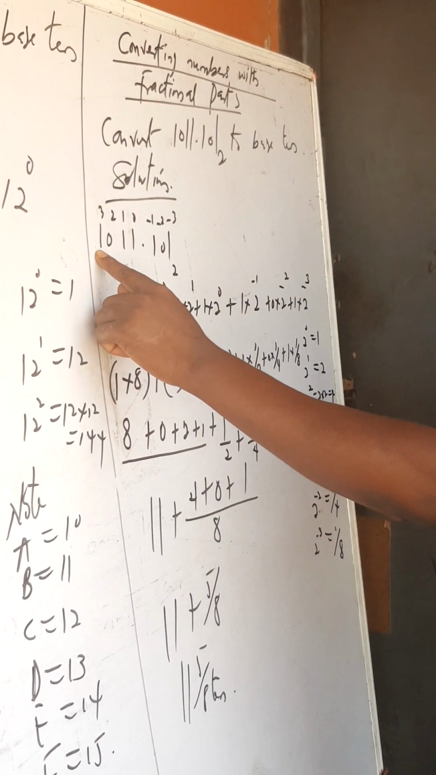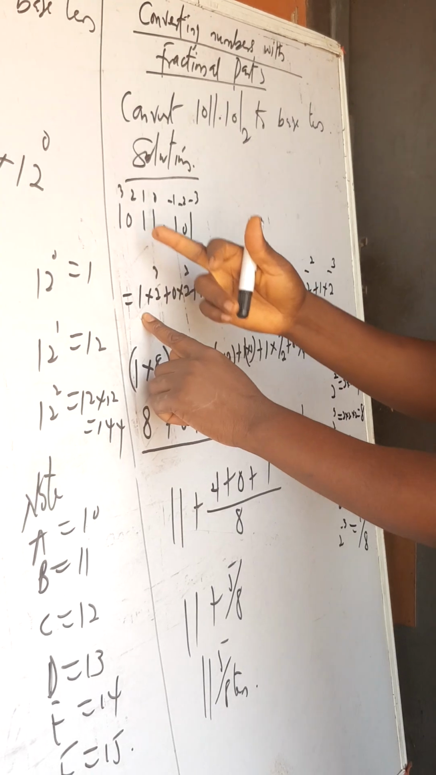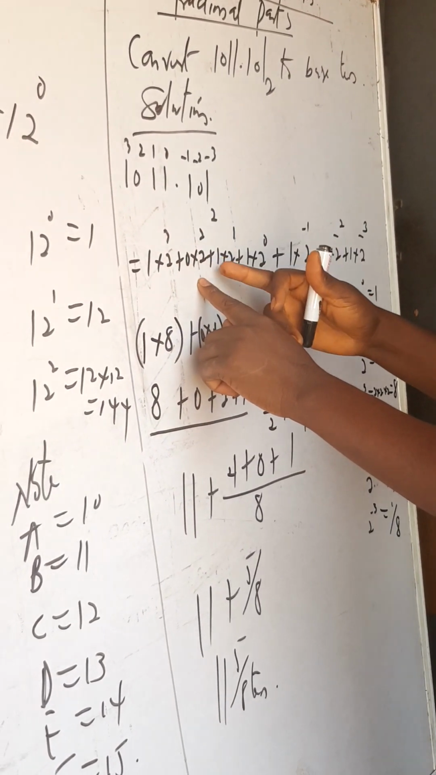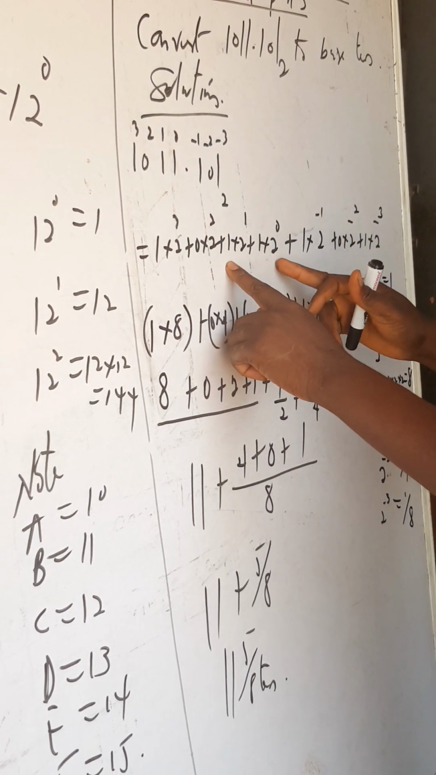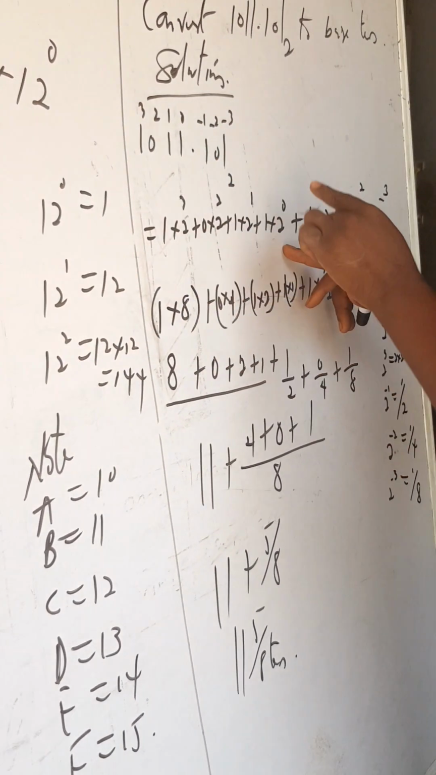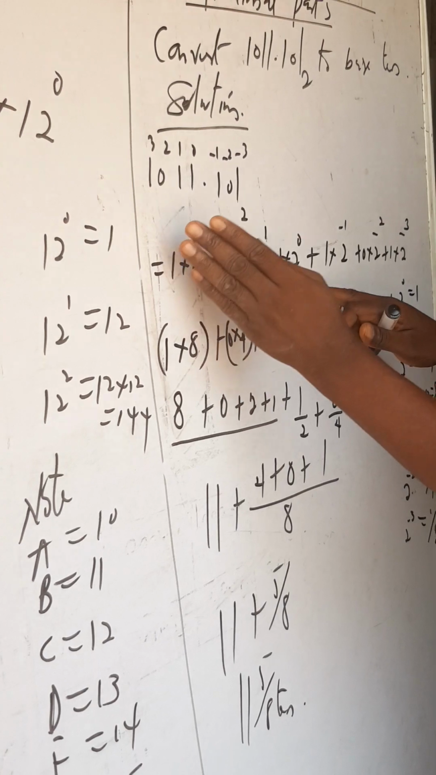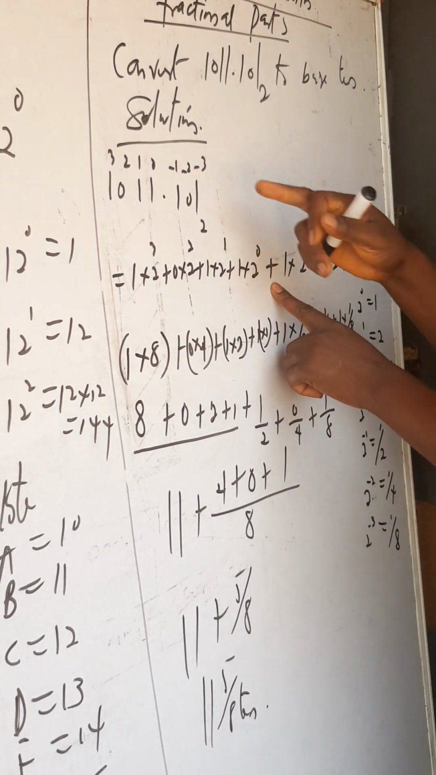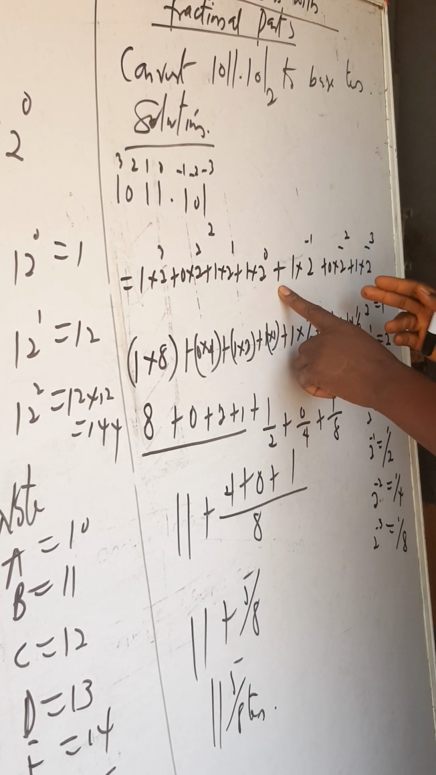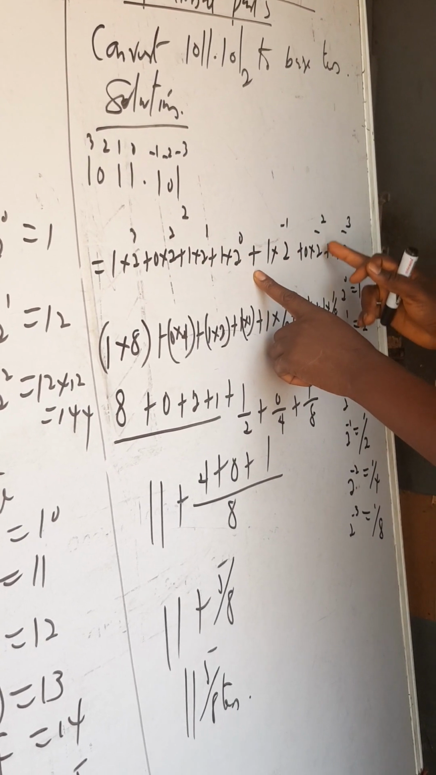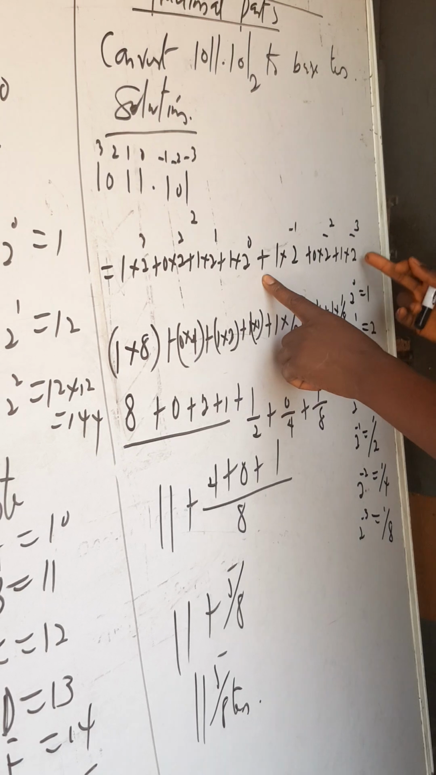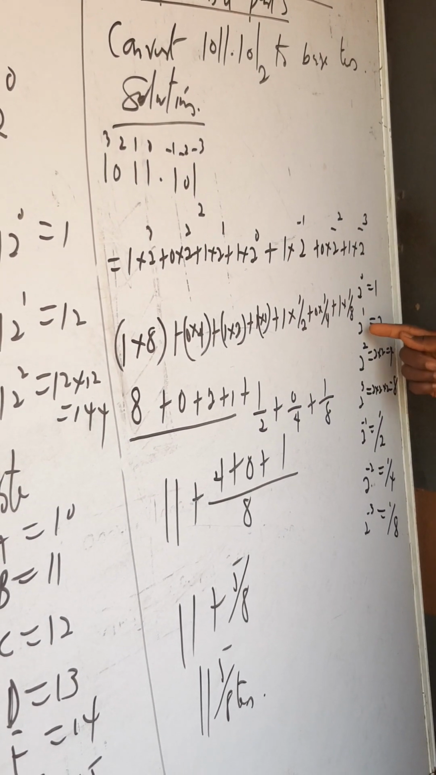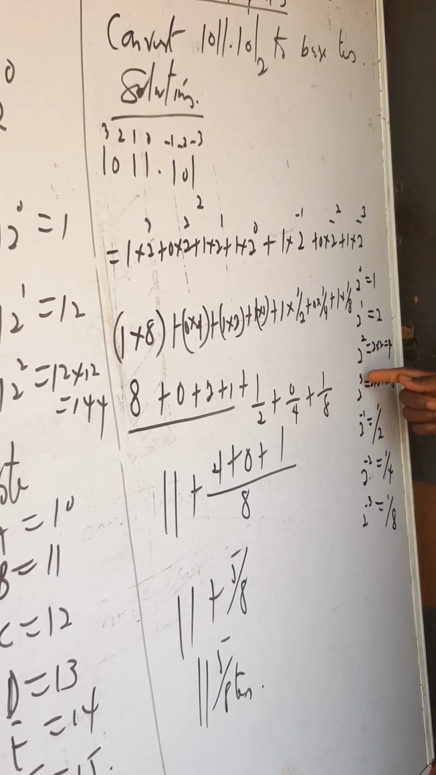You now have 1 times the base, plus 0 times the base, plus 1 times the base, plus 1 times the base. From the point to your left hand side, you write 0, 1, 2, 3, then plus 1 times 2 raised to the power minus 1. From the point to your right, they are negative, plus 0 times 2 raised to the power minus 2 plus 1 times 2 raised to the power minus 3. Now remember the arrangement. 2 raised to the power 0 is 1, 2 raised to the power 1 is 2, 2 raised to the power 2 is 4, 2 raised to the power 3 is 8.